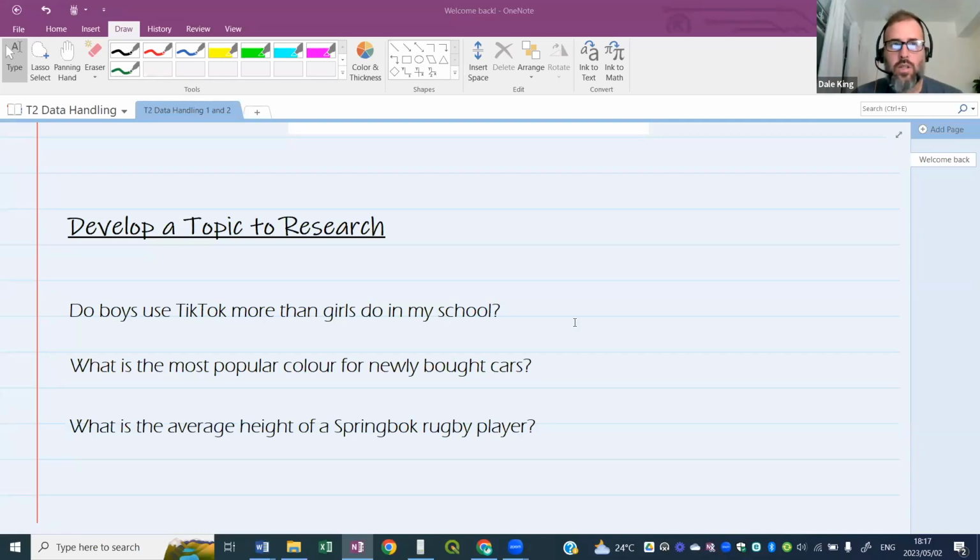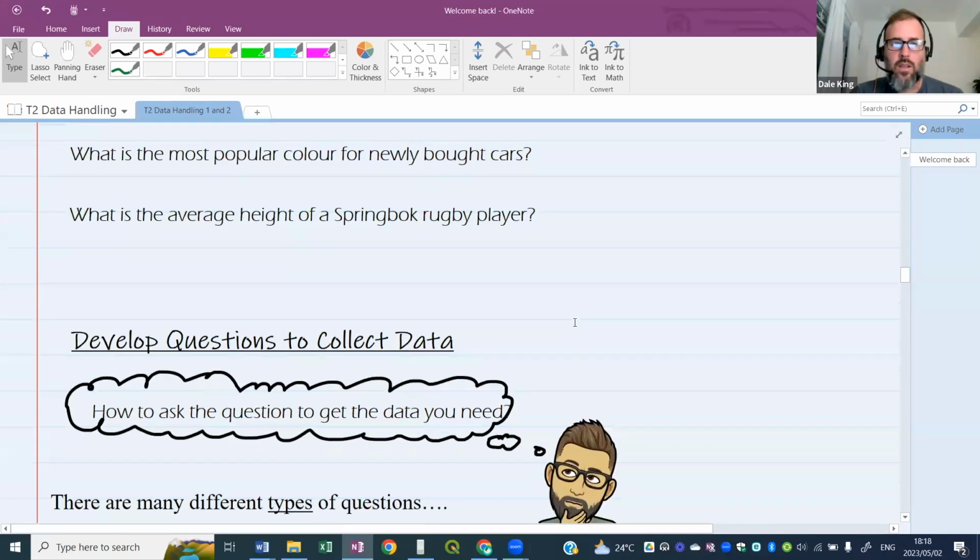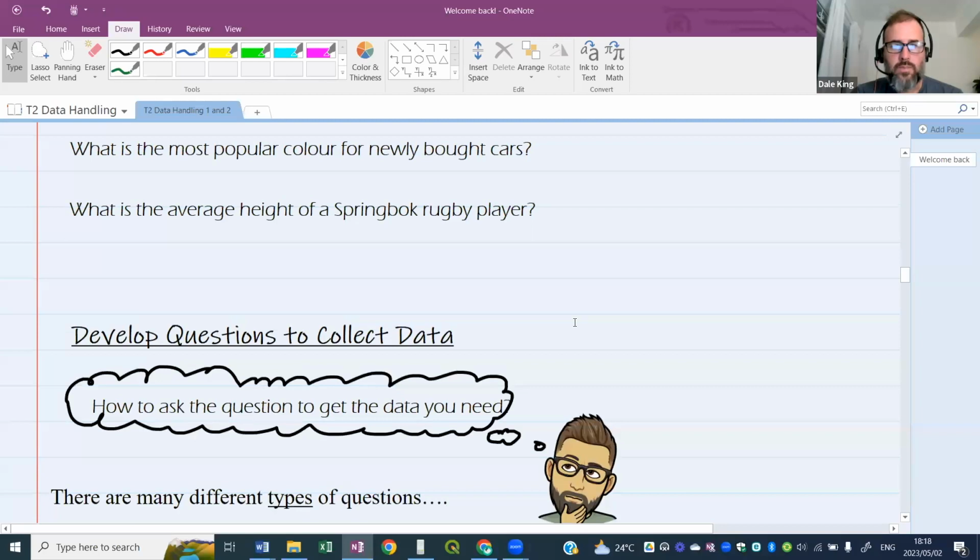So the first thing to do is to develop a topic or develop a question that you're going to do some research on. Okay. The next thing you're going to do is figure out how to ask a question based on your idea or your topic. Okay. And your question is going to help you bring that data in. And how you ask that question is very, very important. It's actually one of the most important things. So how do you ask the question to get the data you need? All right.